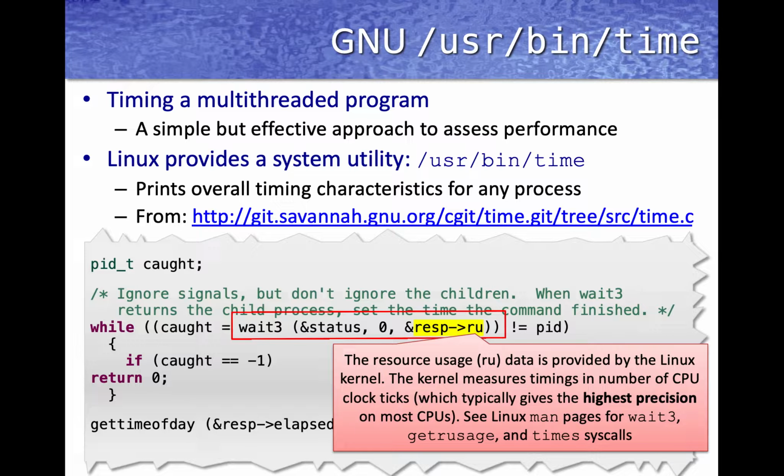The kernel measures these timings using CPU clock ticks, which is typically the highest precision information that you can get on most modern CPUs. To get additional information, you can look up the man page for the wait3 system call and also look up the getrusage system call, or if you want just simple times, you can use the time system call, and you can find information about these system calls via the Linux man pages.